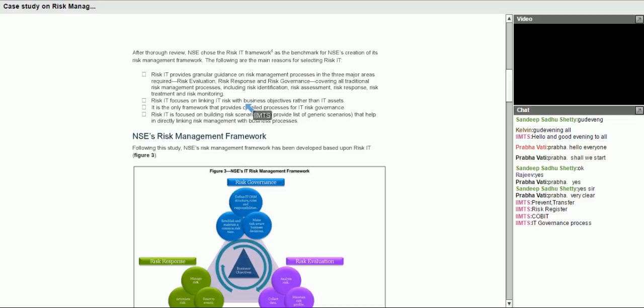So Risk IT focuses on linking IT risks with business objectives rather than IT assets. So it is the only framework that provides detailed processes for IT risk governance. Risk IT is focused on building risk scenarios that help in directly linking risk management with business processes.